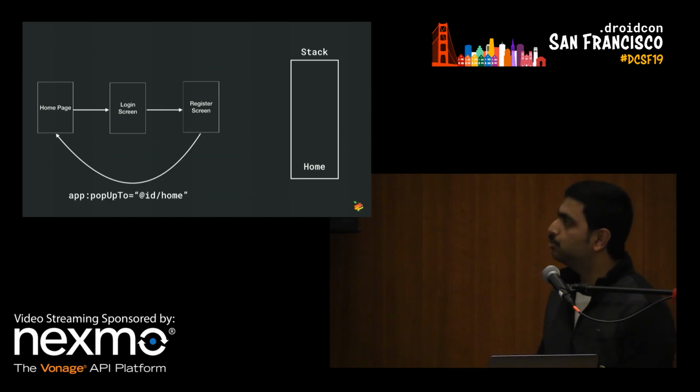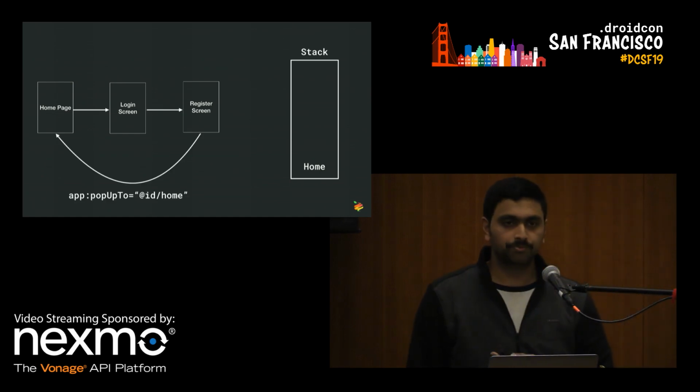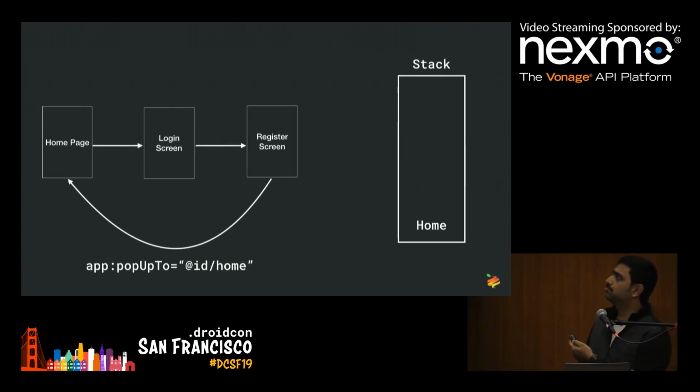Then you say popUpTo ID home. Then what happens is it skips the login. You just say, when the user presses back, I don't want to do anything. Just skip everything in the backstack and let me take the user to the homepage. That's about it. That's how you use popUpTo.